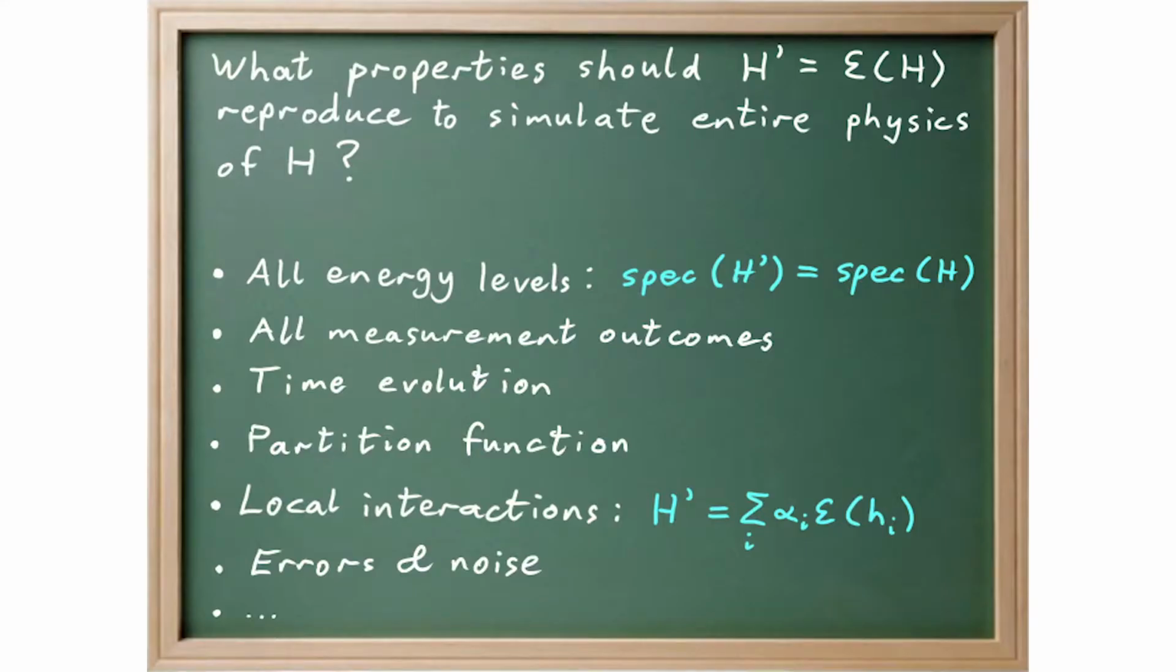We might want to reproduce the effects of errors and noise on the original system. We might want to simulate that. And I could keep on listing more and more properties that we would like in our list of desiderata. There's one important one I've missed here, and that's that my simulation had better be a Hamiltonian. Otherwise, I can't build it at all. So I definitely need that my simulation, the output of this map, is Hermitian. Otherwise, it's not even a Hamiltonian.